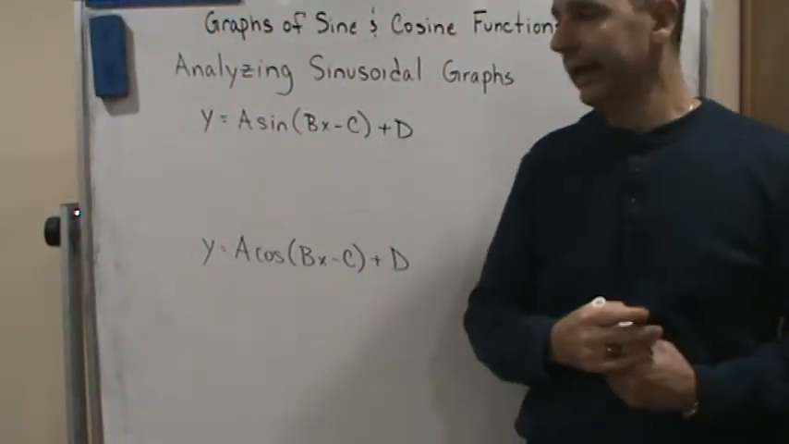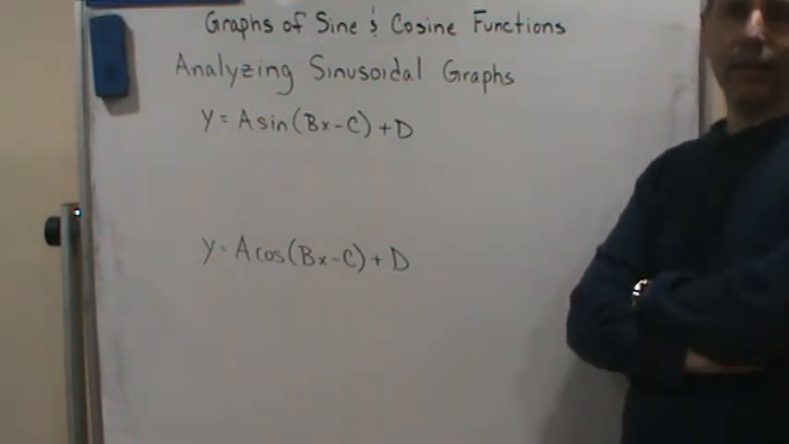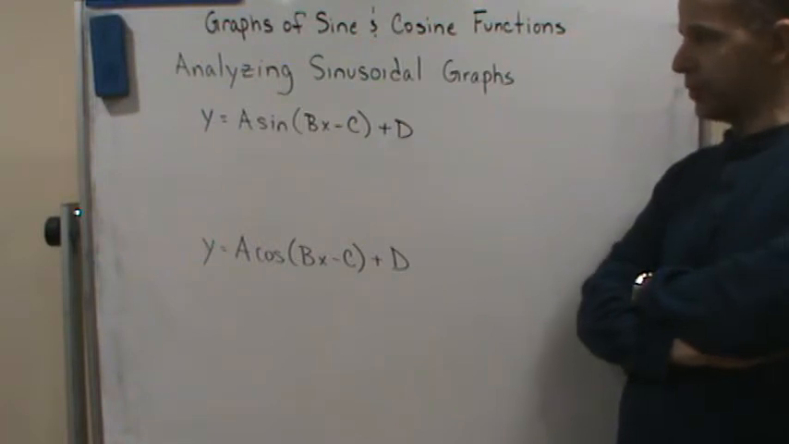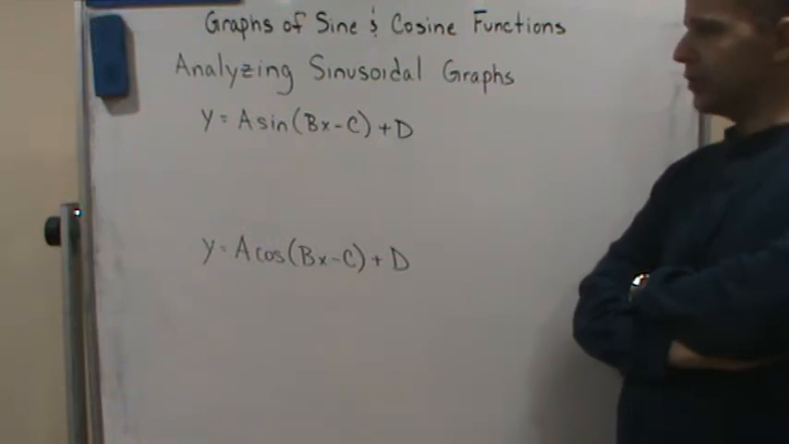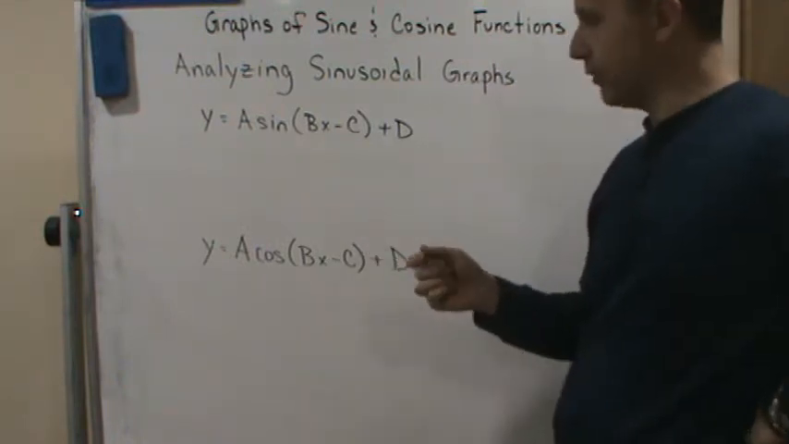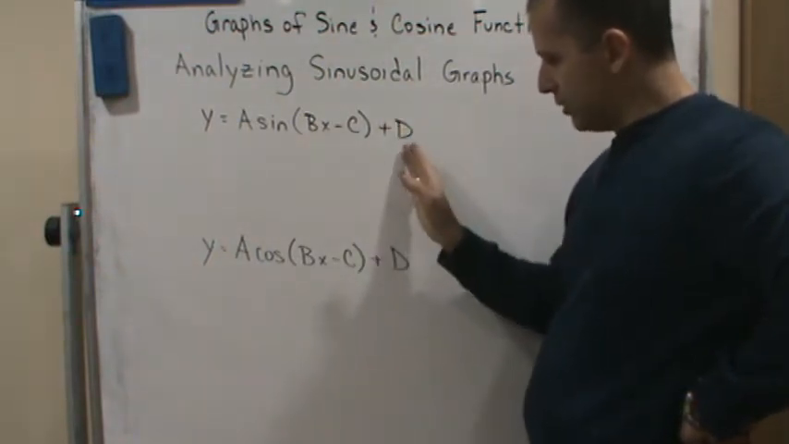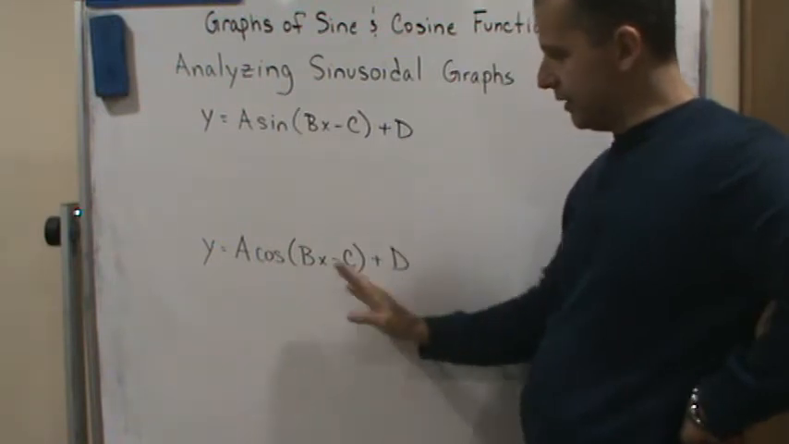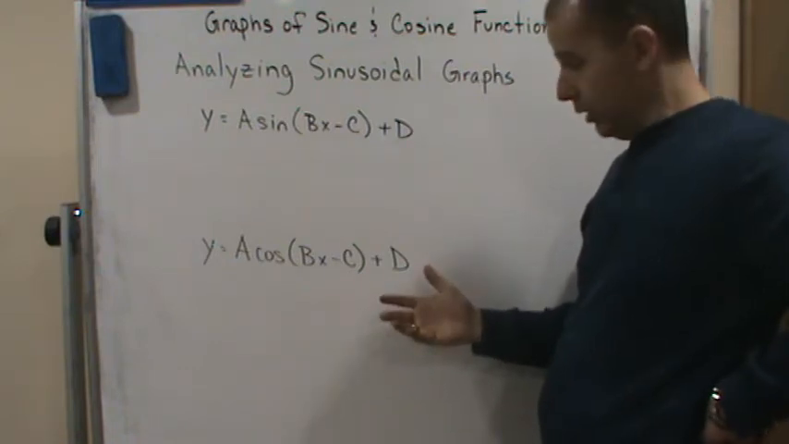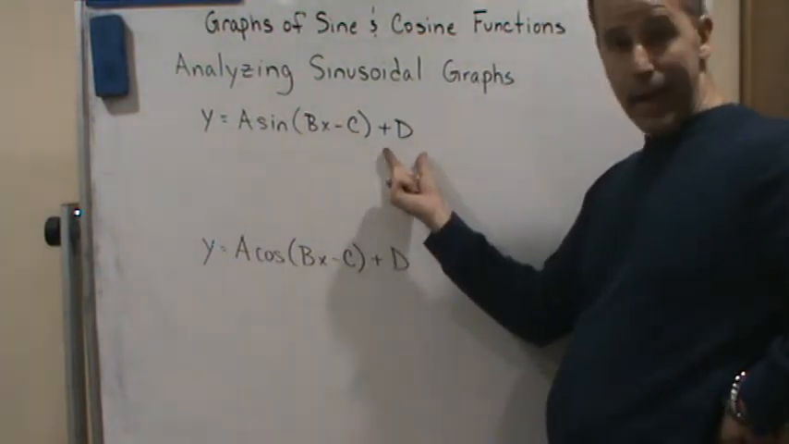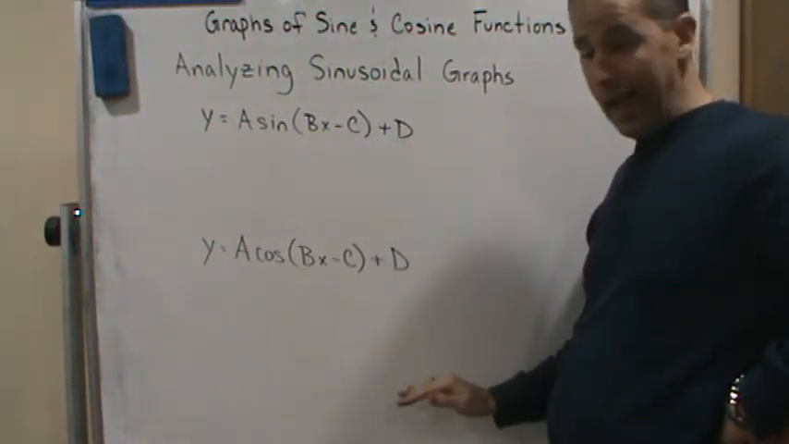Okay, so welcome back. Now, in this video, I'm going to discuss more analytics by analyzing the graph of the general or variations of the basic sine and cosine functions. So going back to our transformations, we understand that when we add or subtract a constant outside a function, that is a vertical shift. If d is positive, then we're moving up. If d is negative, then we're shifting down.